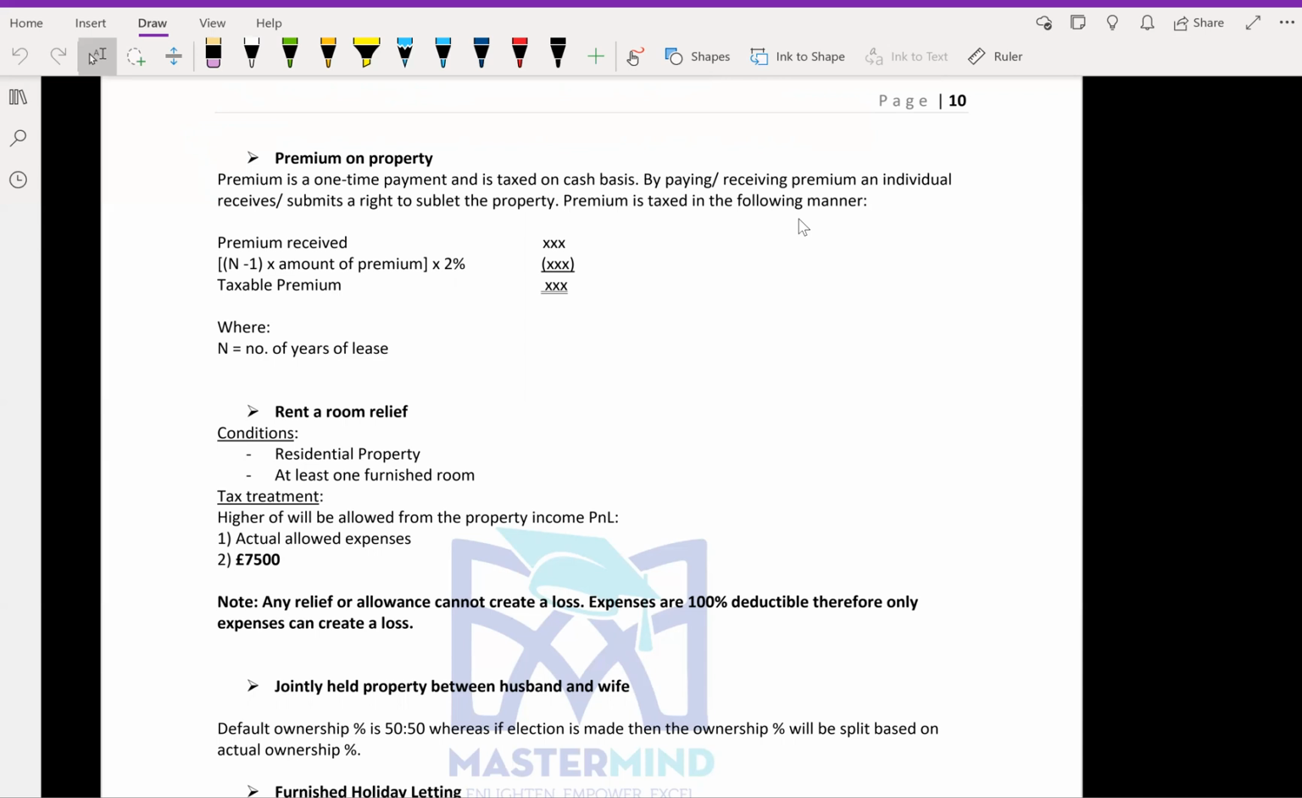So you can call it whatever you want, but it's basically a premium that I charge on my property if the tenant wants such permission. And that premium again is taxable. That premium is taxable on cash basis. That means the moment I receive the cash, it will become taxable. Now the point is, how is the entire premium taxable? No, there's a formula for it.